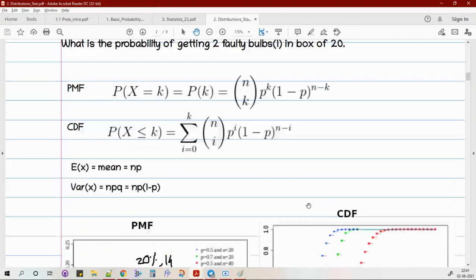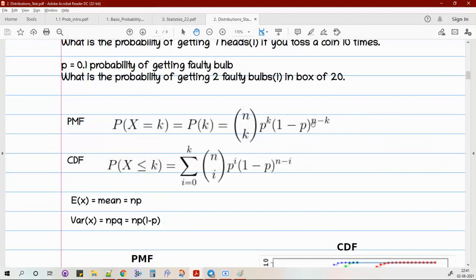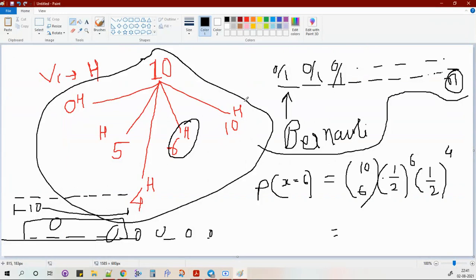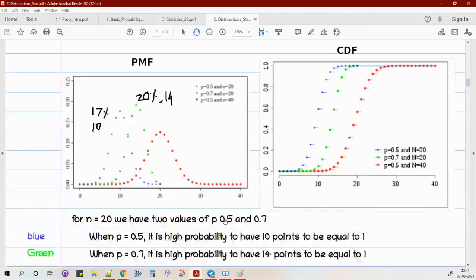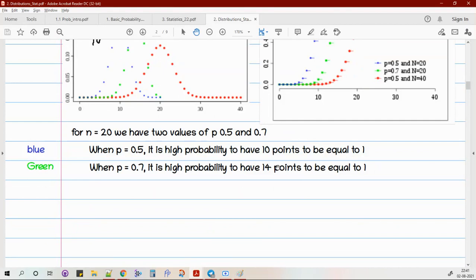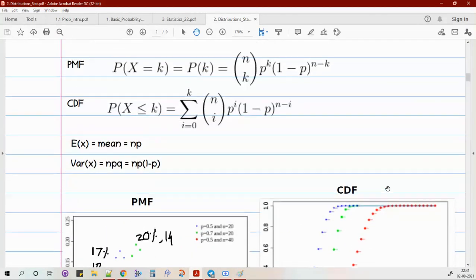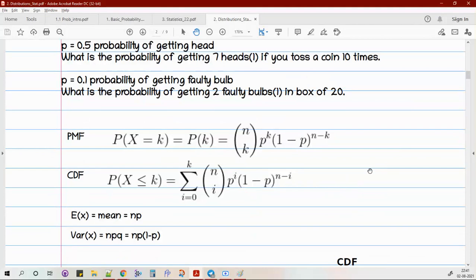Because if you put 40 here, then what will happen? This term would be n minus 0, 1 minus p raised to 0 would be 1, right? Raised to k basically. So 0.5 raised to this. So getting 40 heads has some probability, but very, very small, 0.000 something like that. But it is possible. The point I am trying to make is that it's possible.